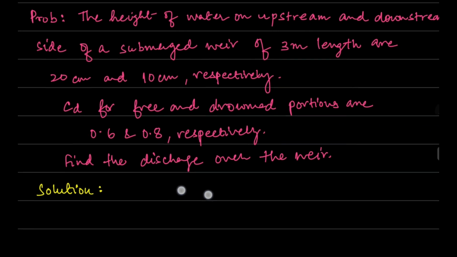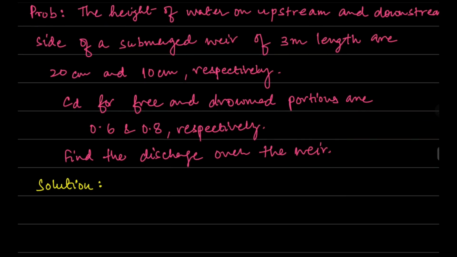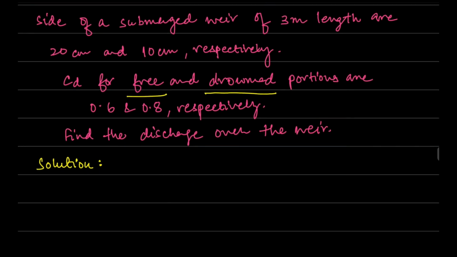So here we need to take care that the CD value for the free as well as the drowned portion are different. That's why we will use this discharge equation in two sections. For such kind of problem, first of all we'll figure out what the values are given to us. The height of water on the upstream side is given, H is equal to 20 centimeter. So this H is equal to 0.2 meter.